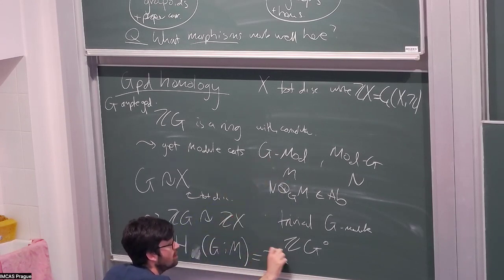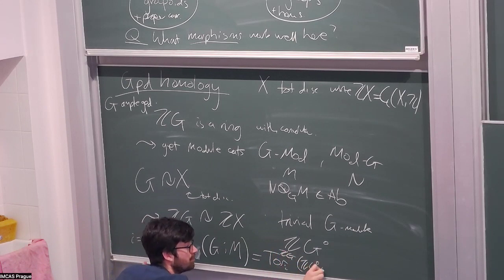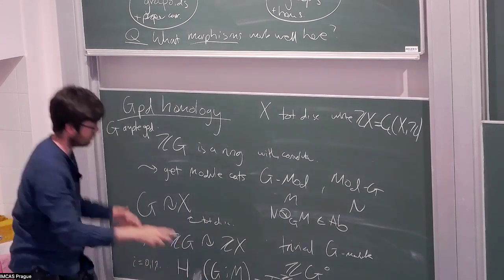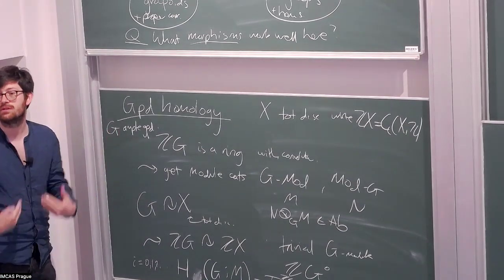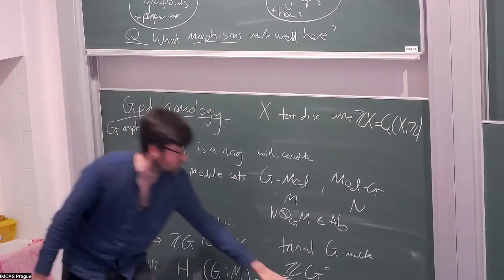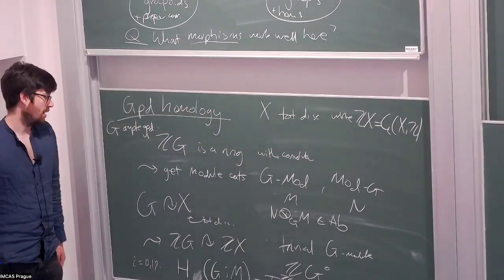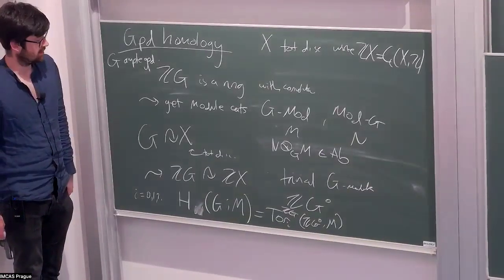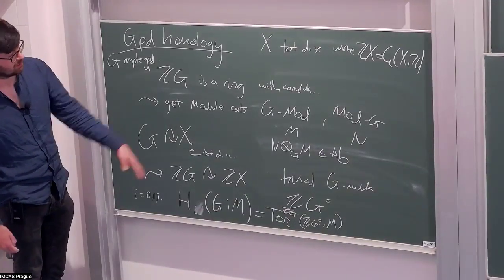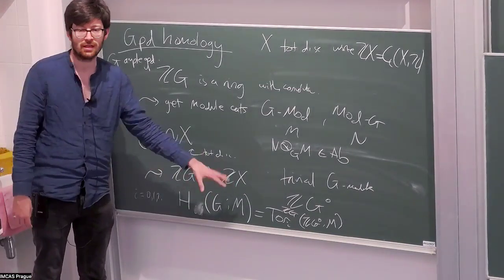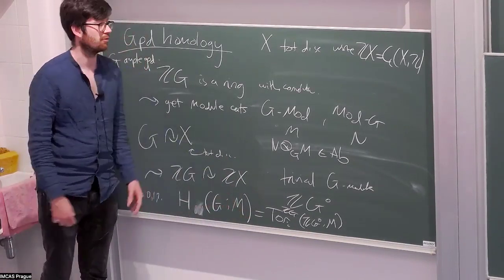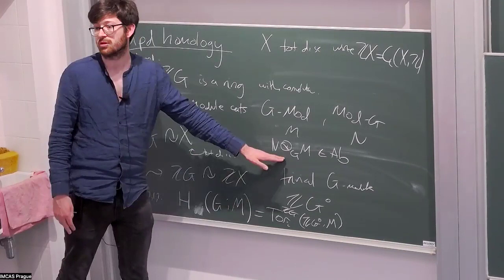This is Tor, ZG, like this. And if I want to just refer to the groupoid homology without any coefficients, I plug in the trivial module on the right here as well. And yeah, I don't think I have enough time to really go into what exactly this Tor thing is, but this is a very classical construction in homological algebra that relates to the tensor product here.